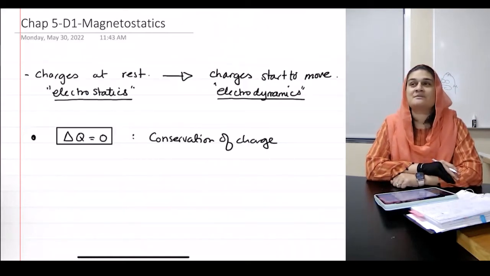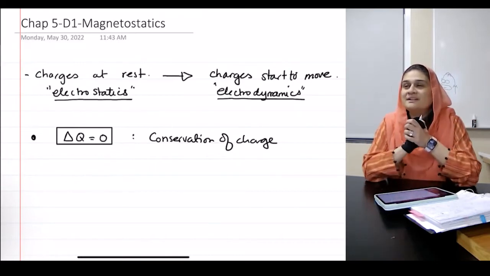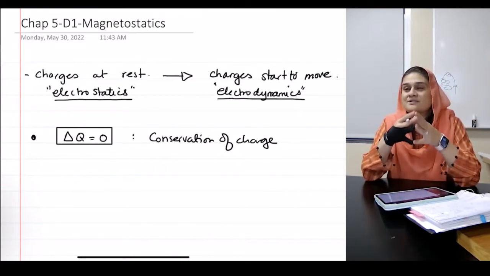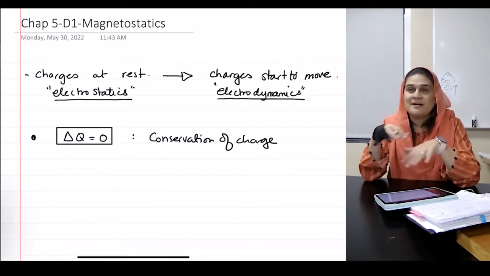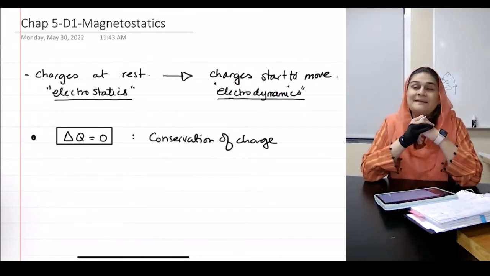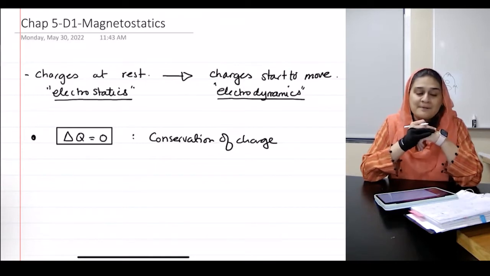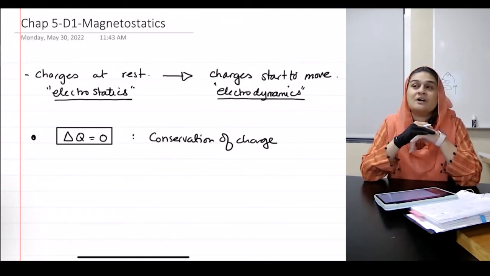charges cannot be created and or destroyed if we don't do anything to them, right? This is called the conservation of charge. So that's important. That's what I want to start with. But then what happens when charges start to move?